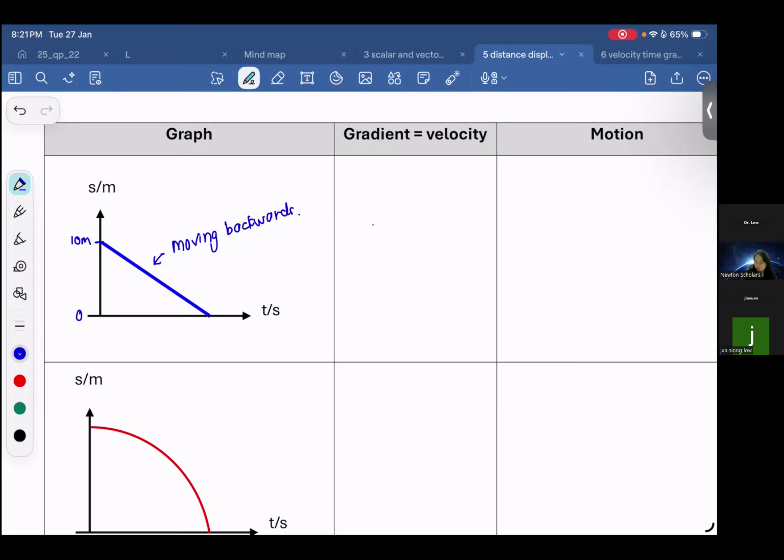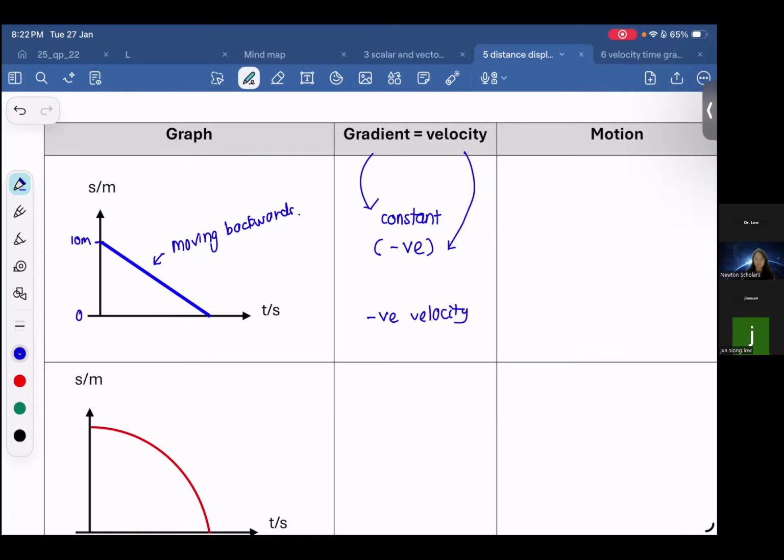Constant, am I right? So the gradient is constant, but here we found that if you do your mathematics, y2 minus y1 divided by x2 minus x1, you will get a negative gradient. Am I right? Negative. That means that your gradient is constant but negative. That means that your velocity is negative velocity. Boys and girls, do you know that velocity, you get a negative value?